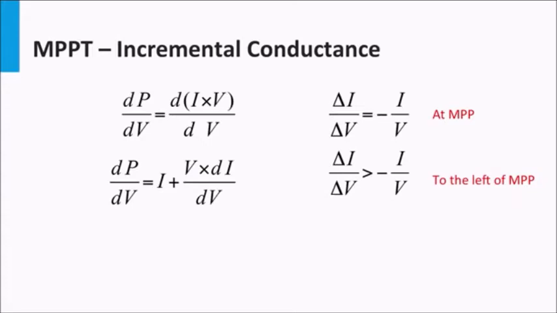To the left of the maximum power point on the PV curve, ΔI/ΔV is larger than minus I divided by V. And to the right of the maximum power point on the PV curve, ΔI/ΔV is smaller than minus I divided by V. The algorithm exploits these basic facts about the IV and PV curve of a solar module.